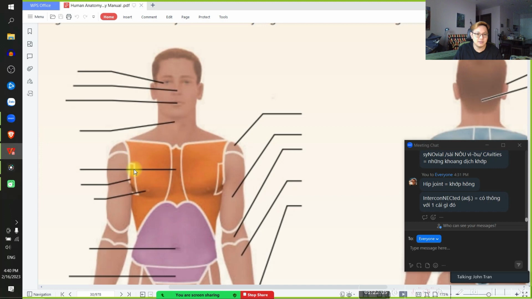What is this region here next to the axillary? Yeah, this is the armpit. Axillary, very good. What about the breast? Mammary, very good. Okay, the upper arm.